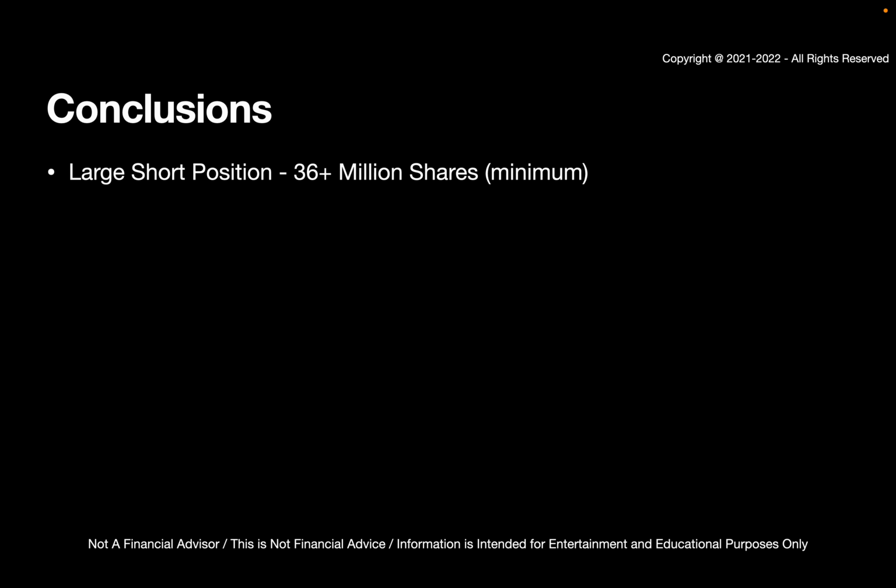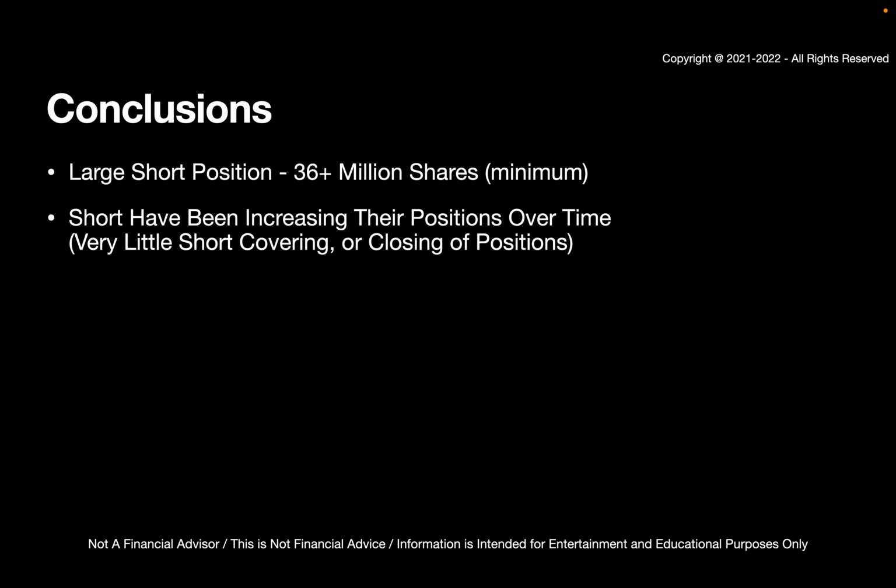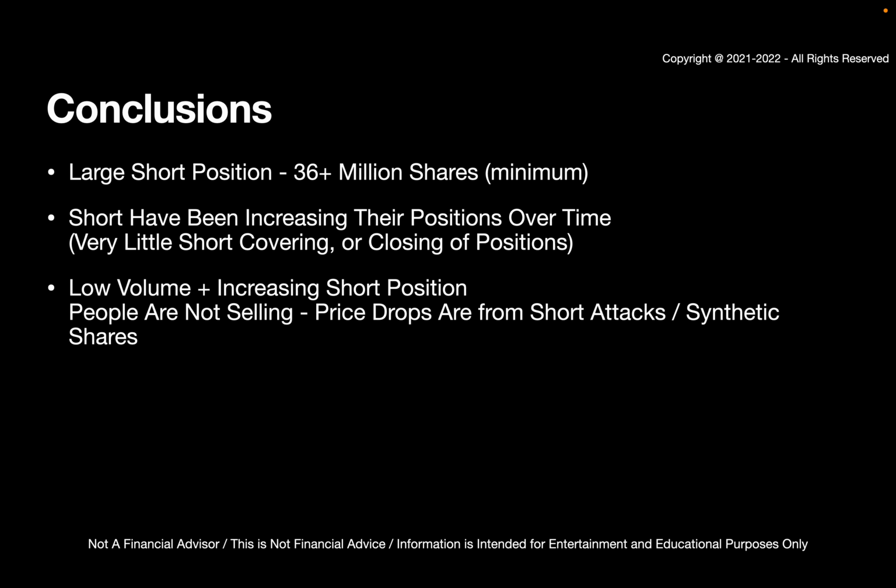So, some conclusions. There's a large short position, 36 million shares, and it's likely much more right now because we know that all of that was naked short attacks, and we don't have the last data from January. So we only have the December timeframe data. The shorts have been increasing their positions over time. We know when they're doing short covering, and we haven't seen a lot of short covering lately. So they haven't been closing their positions. Their positions have been increasing.